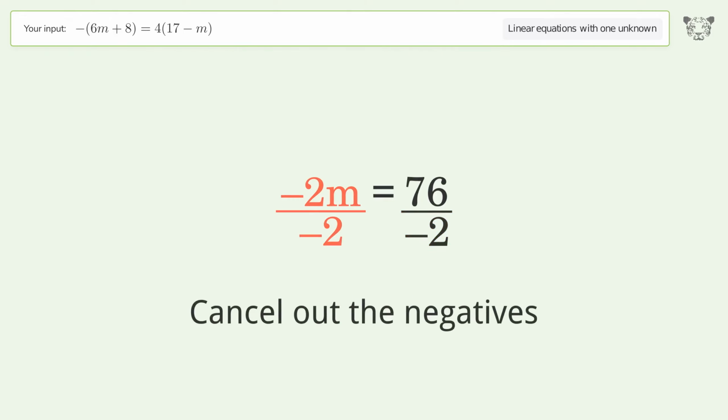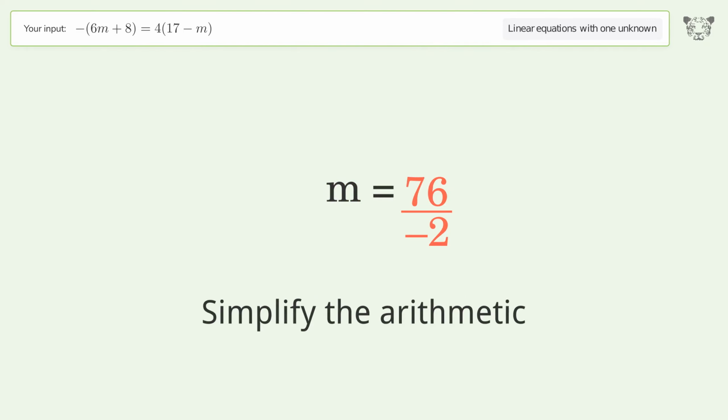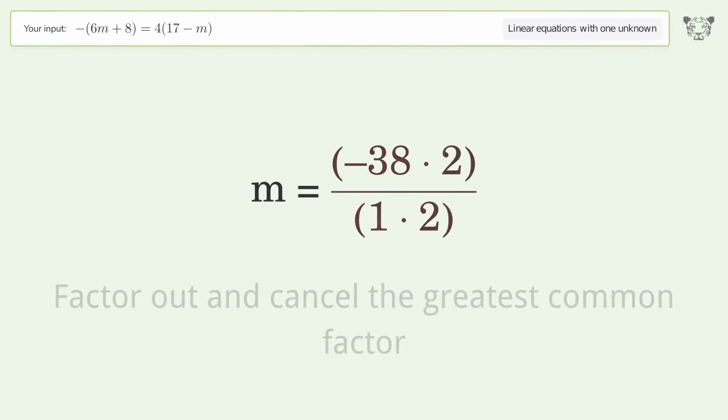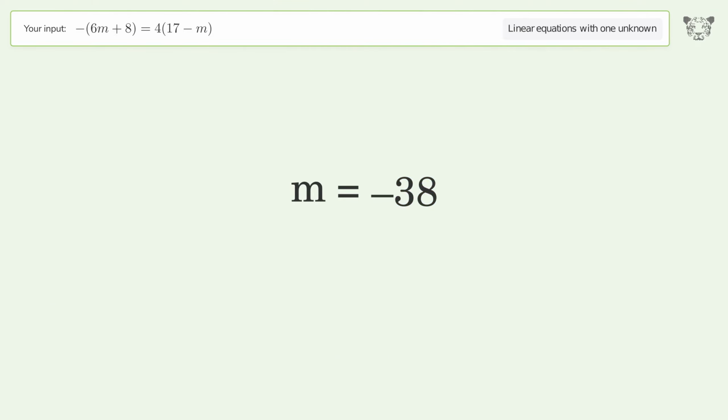Cancel out the negatives. Simplify the fraction. Simplify the arithmetic. Find the greatest common factor of the numerator and denominator. Factor out and cancel the greatest common factor. And so the final result is m equals -38.